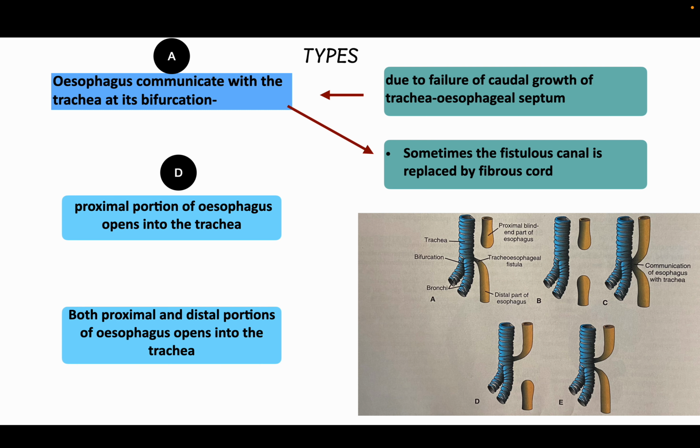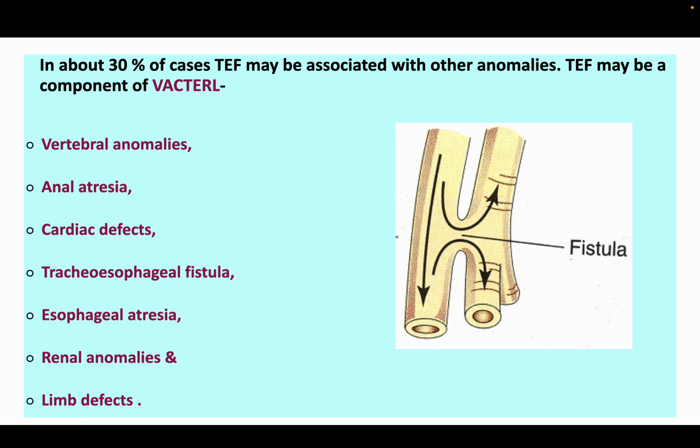Then sometimes both the proximal and distal portions of the esophagus open into the trachea, but the way by which they are opening is different. How it is different, you can see in diagrams C and E. Either they may open independently into the trachea or they may have a common opening. So first they fuse with each other and then open into the trachea. So these are the types seen in tracheoesophageal fistula. But the most common type is type A in diagram A.